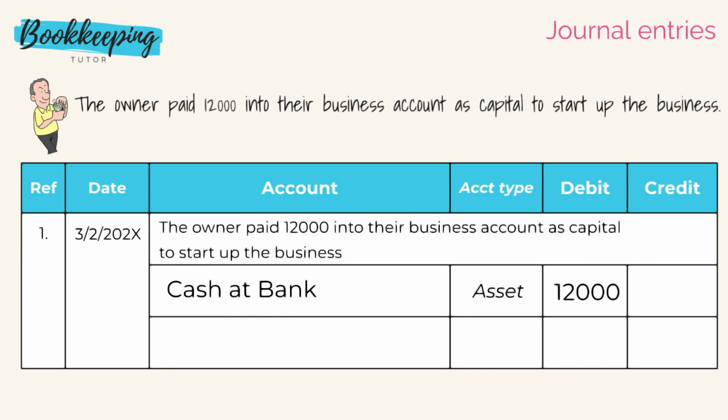In the second line, we write the account to be credited. In this case, the owner's equity that is credited for 12,000. So when the owner pays their capital contribution into the company's bank account, it should be recorded as debit the cash at bank and credit the owner's equity with the same amount.